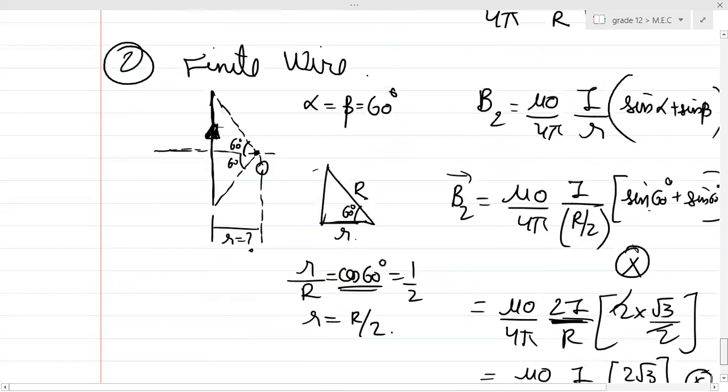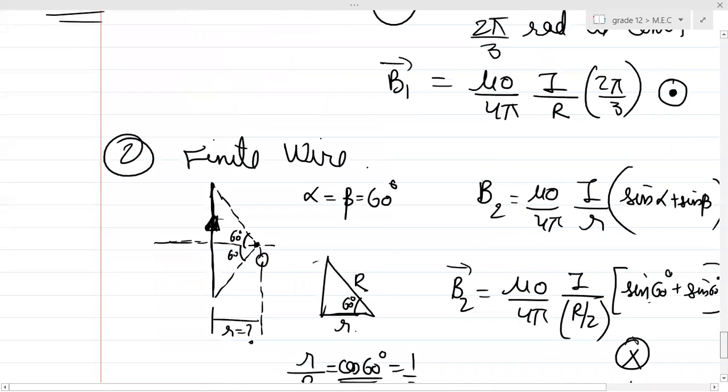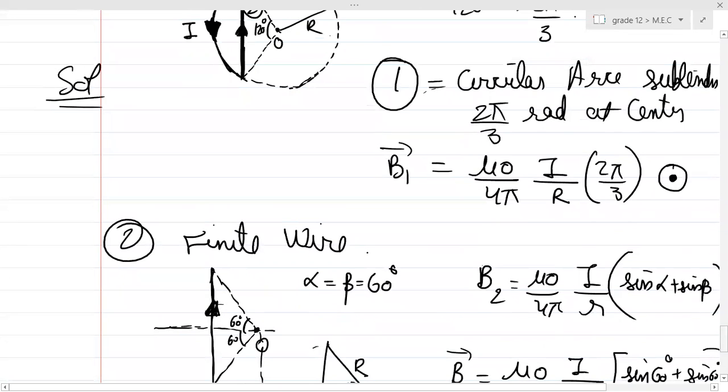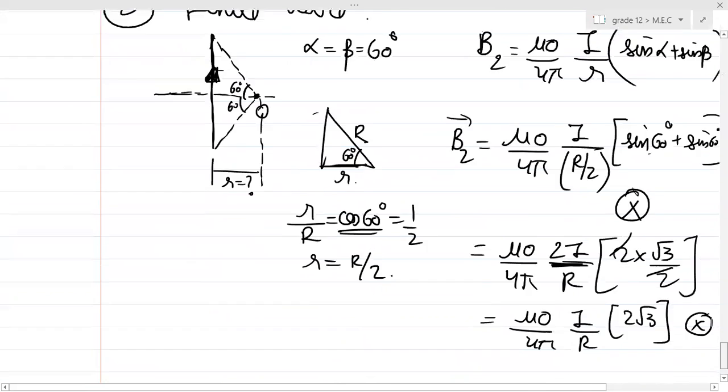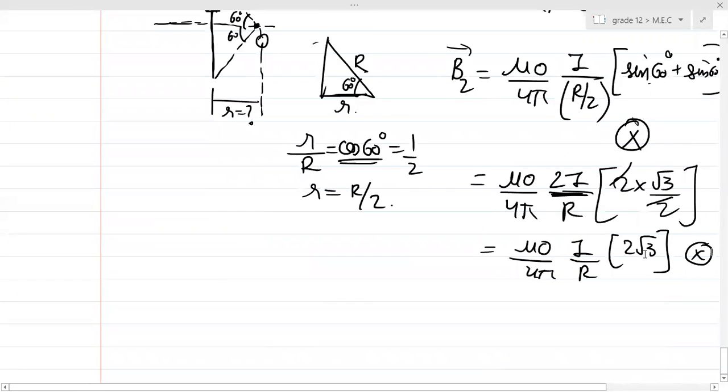See, pi by 3 will be approximately 1 point something, right? Because pi is 3.14, so 3.14 upon 3 is nearly 1. Yes or no? And what is this, 2 root 3? Root 3 is 1.732, so 1.732 multiplied by 2 is obviously greater than 2, right?